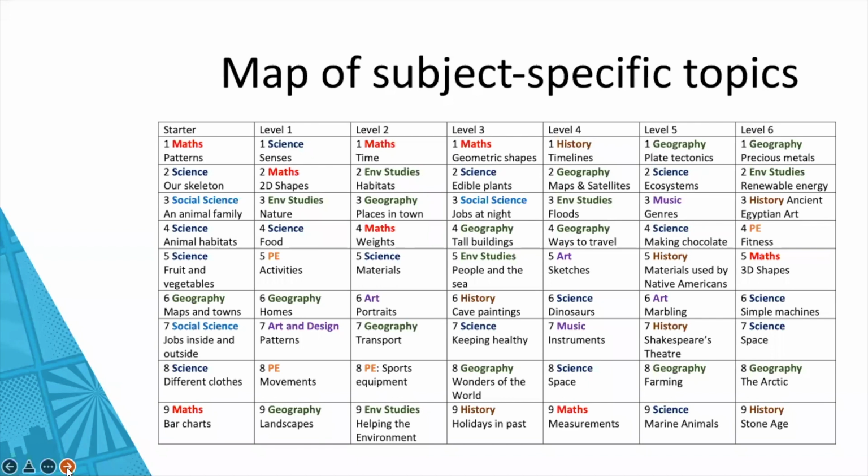On the other hand, PE is more popular at lower levels, such as the topic of body movements and sports equipment in level 2.